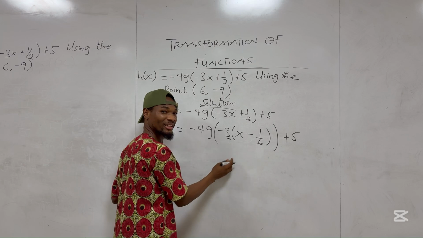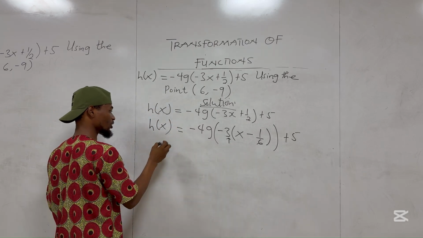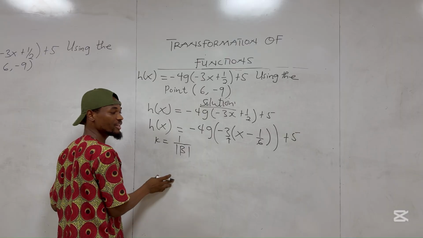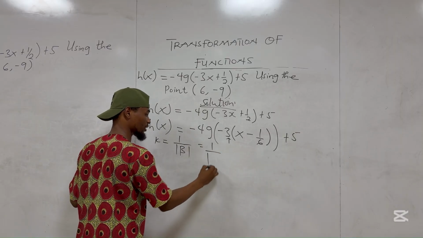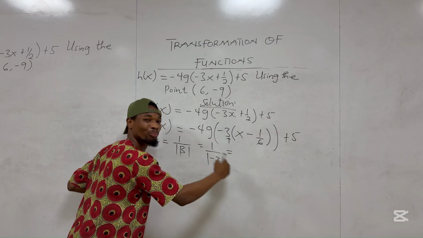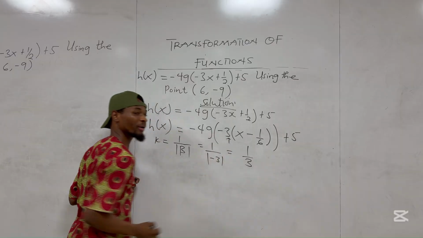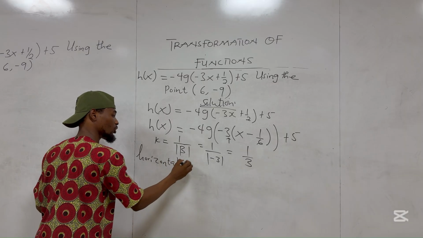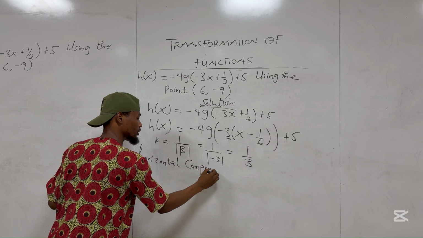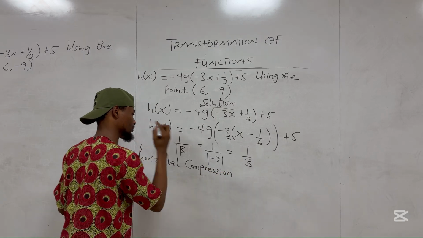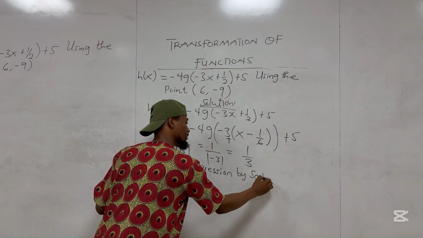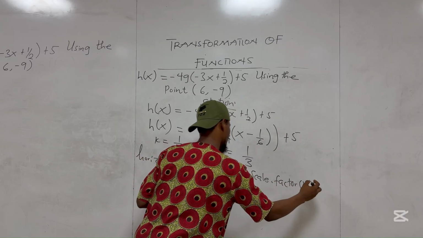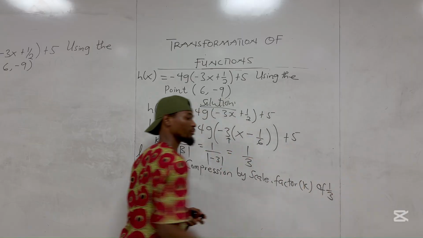Let's first focus on this. We want to find k. So k is equal to 1 over the absolute value of b. So I have 1 over the absolute value of negative 3, which becomes positive 3. So I have 1 on 3. So we have horizontal compression by scale factor, which is my k of 1 on 3.